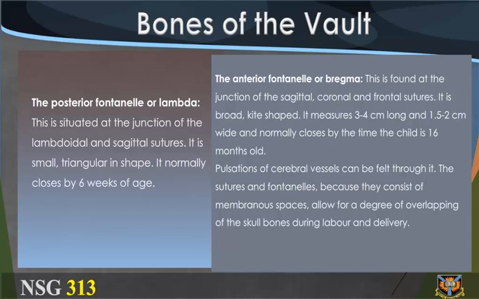The anterior fontanelle or bregma. This is found at the junction of the sagittal, coronal and frontal sutures. It is broad, kite-shaped. It measures 3 to 4 cm long and 1.5 to 2 cm wide, and normally closes by the time the child is 16 months old. Pulsation of cerebral vessels can be felt through it.